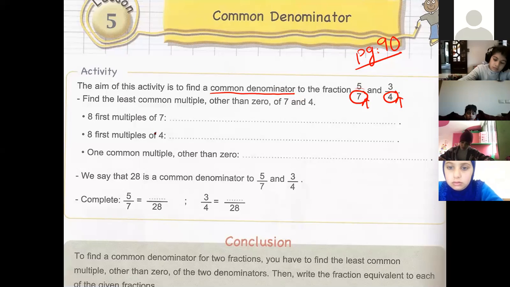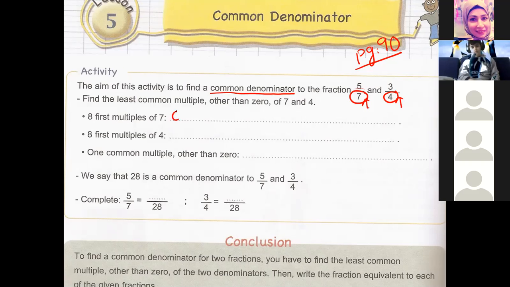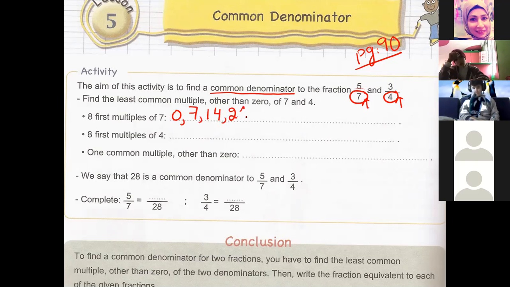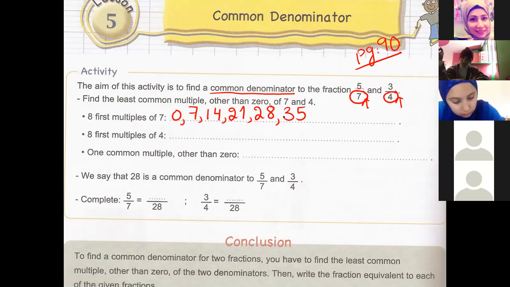What are the multiples of 7? 0, 7, 14, 21, 7 times 4 is 28, 35, 7 times 6 is 42, 49. Excellent. Just the first 8. Let's count: 1, 2, 3, 4, 5, 6, 7, 8. These are the first 8 multiples of 7.